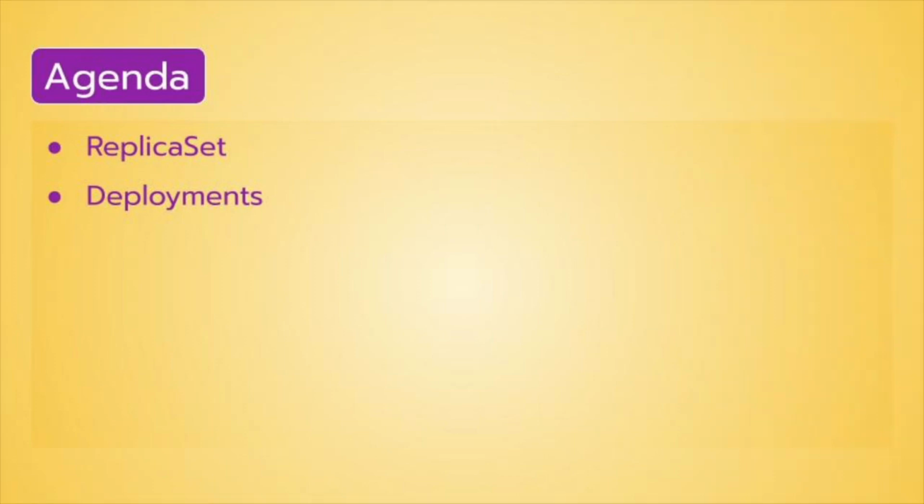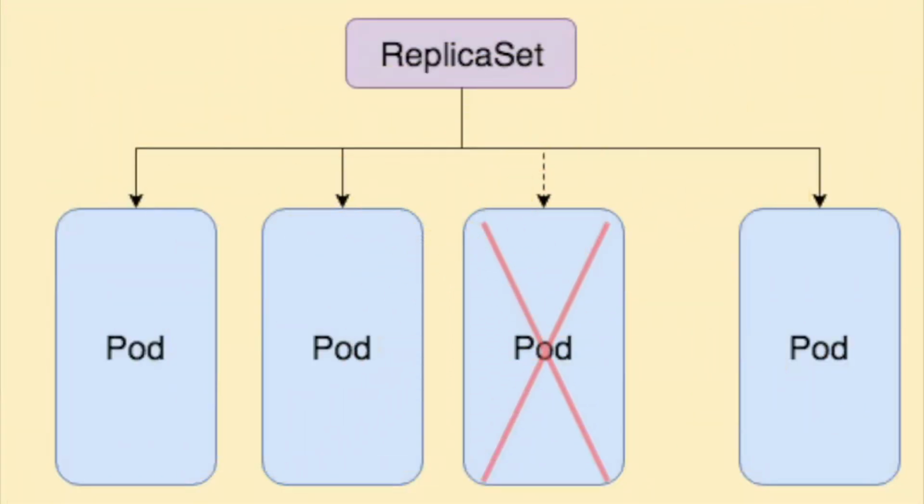Before talking about deployments, it is important to understand ReplicaSet, since deployment uses ReplicaSet behind the scene. A ReplicaSet's purpose is to maintain a stable set of replica pods running at any given time. It is often used to guarantee the availability of a specified number of identical pods.